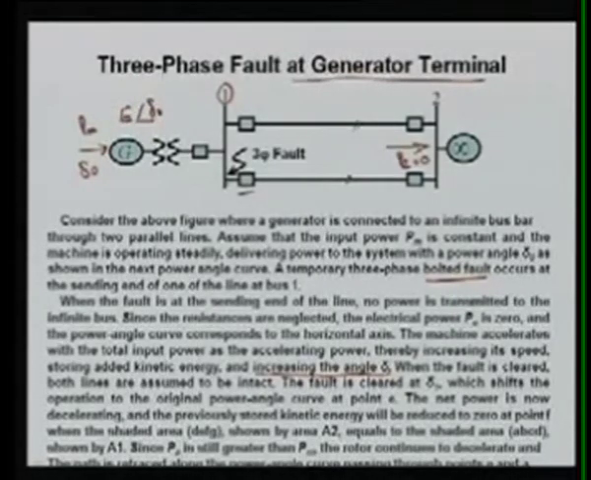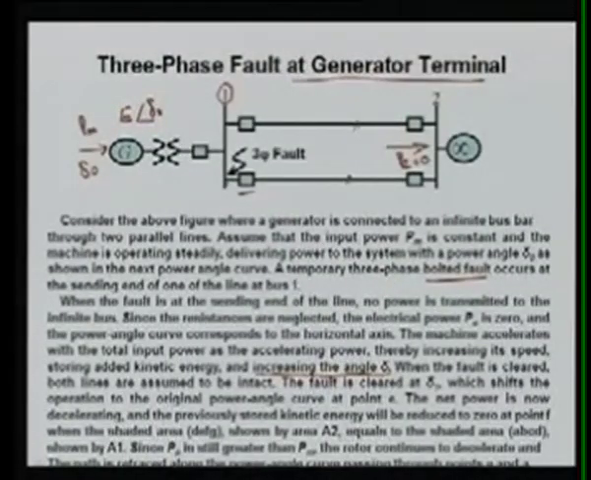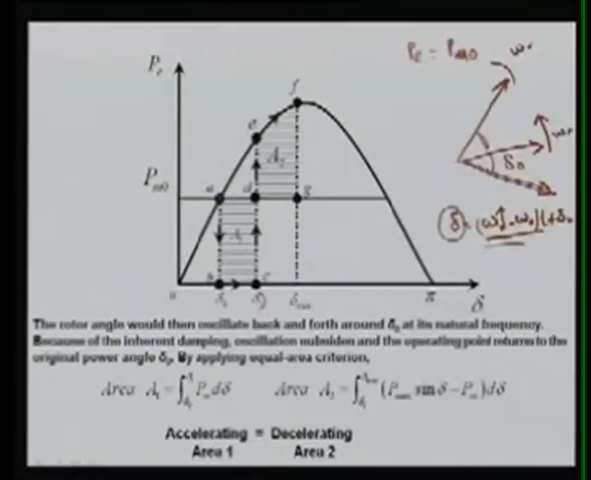When the fault is cleared, it is assumed that the fault was temporary, and the fault is cleared without tripping of the line, because it was a bus fault and the bus fault is cleared. So both lines are assumed to be intact, means your impedance of the system is not going to be changed. So again it will follow the same PE characteristic. The fault is cleared at delta 1, which shifts the operation to the original power angle curve at point E. Here this is your point E, means your fault is cleared here, means it will suddenly follow this curve.